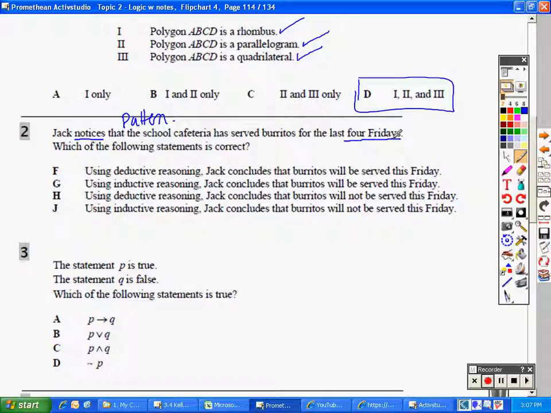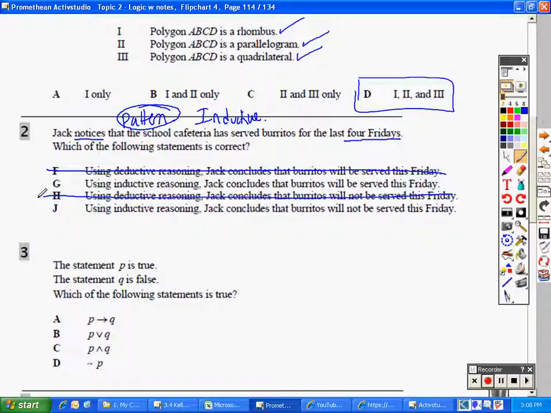Does that mean that it actually has to serve burritos on Fridays? And unless there's some kind of a sign that says burritos will be served every Friday, the answer to that is no. Okay? So because it's following a pattern, our reasoning automatically is inductive. Okay, so let's look at our answers now. We've got deductive, inductive, deductive, inductive. We can cancel out the deductives because automatically it's not based on a fact, it's based on that pattern.